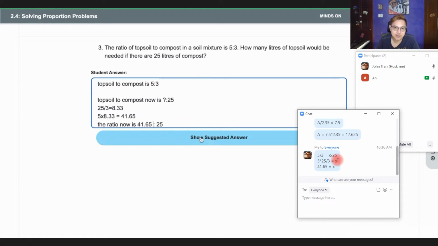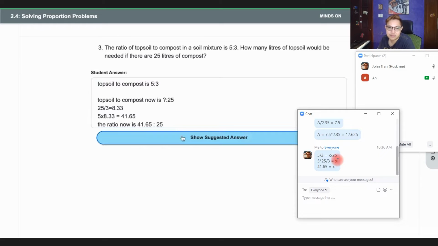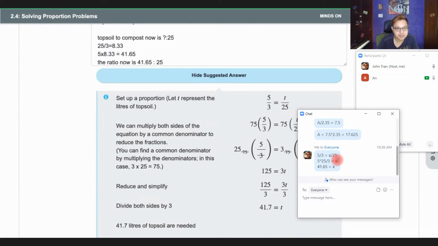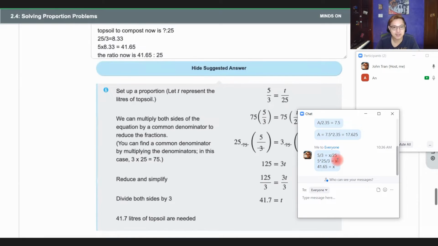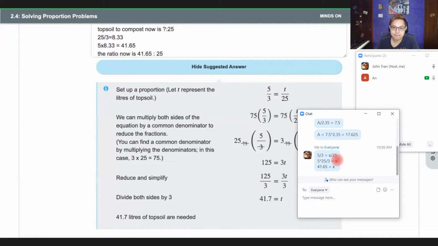Okay, check. Yeah. So the suggested answer should be 41 point something. Okay, they rounded up to 41.7. You see, because that's 3 significant figures. Okay, the 3 sig figures.